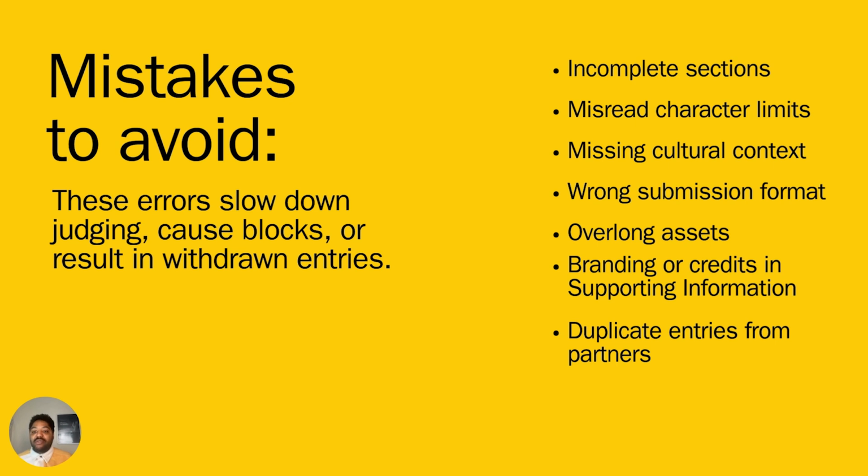Misreading the character count. Again, we mean character count, not word count. Make sure you don't overwrite or underwrite key information. The next big thing we see is missing cultural context. Without this, judges may misunderstand your idea entirely. Cultural context tells them why the work is relevant and why it matters.